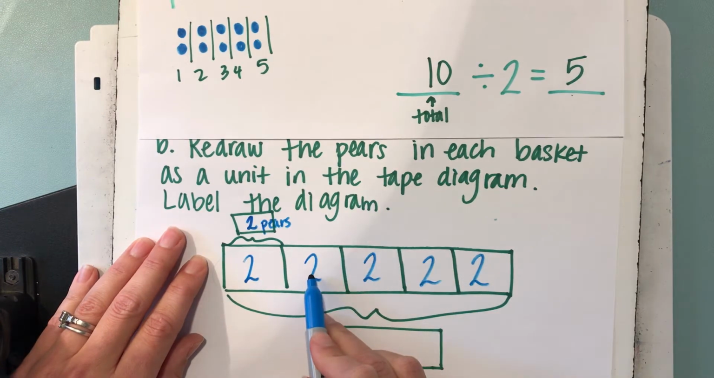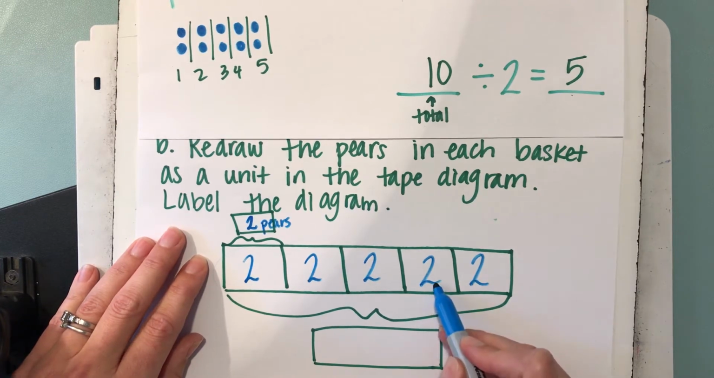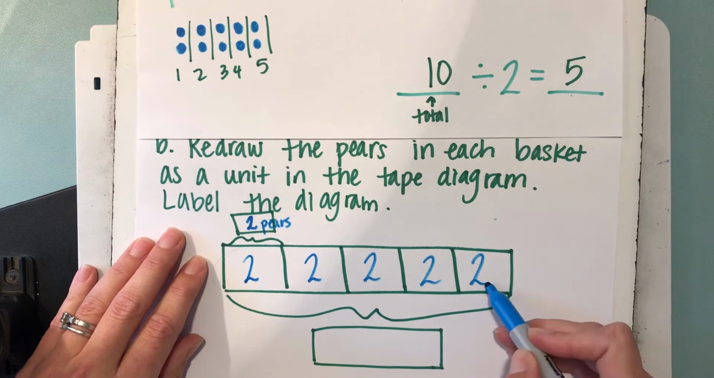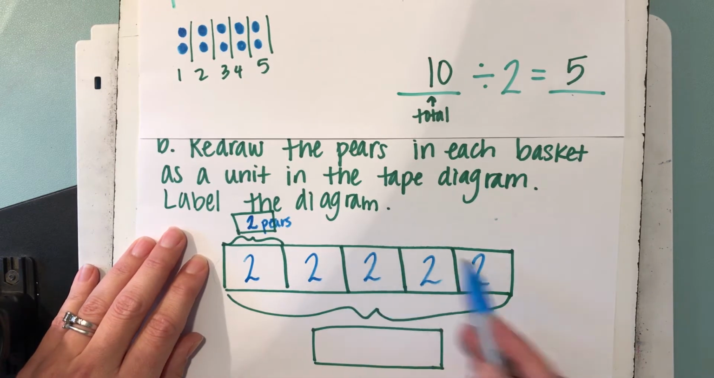What does this represent? 2 pairs. What does this represent? 2 pairs. How about this one? You're right, 2 pairs. And how about this one? 2 pairs. So each of these boxes is 2 units.